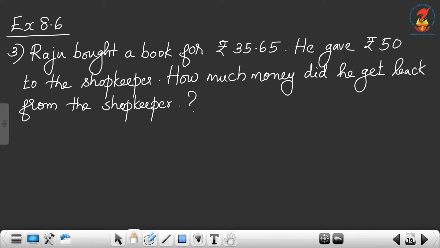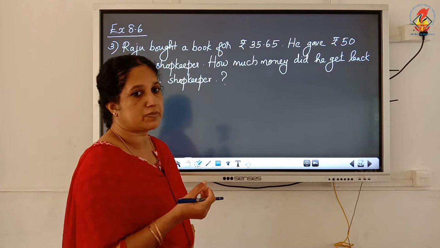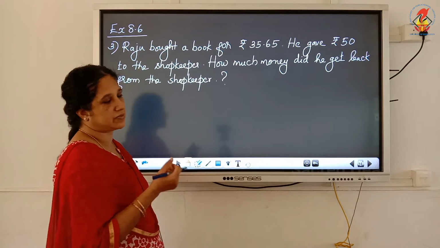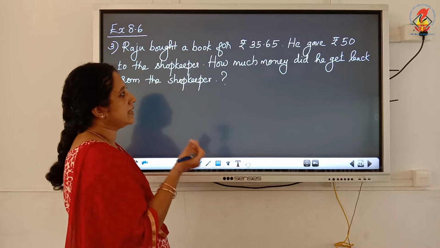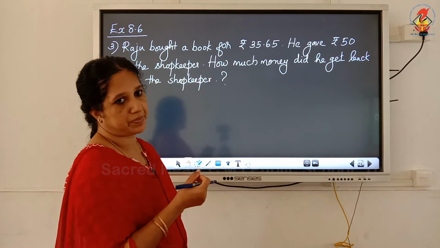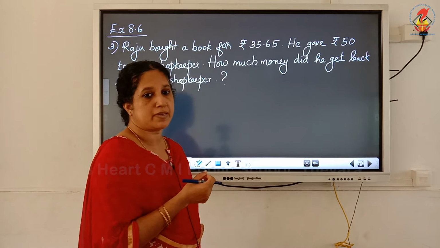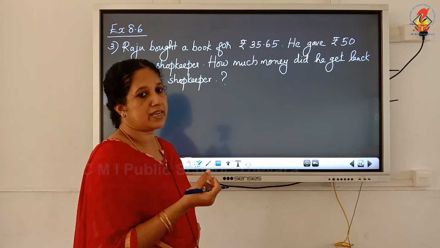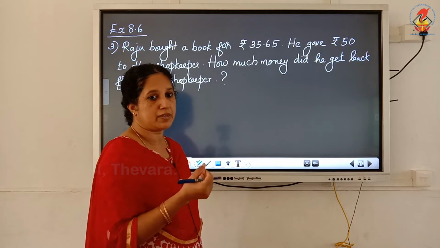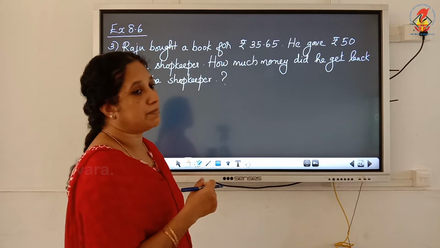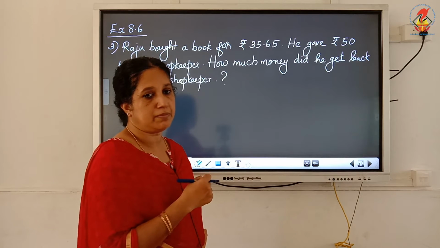So when you read the question, you have to understand whether you have to do addition or subtraction. Raju bought a book for rupees 35.65. So what is the cost of the book? Rupees 35.65. And after that he gave rupees 50 to the shopkeeper. So the money paid to the shopkeeper is rupees 50. So what will happen? The shopkeeper will give him the balance.